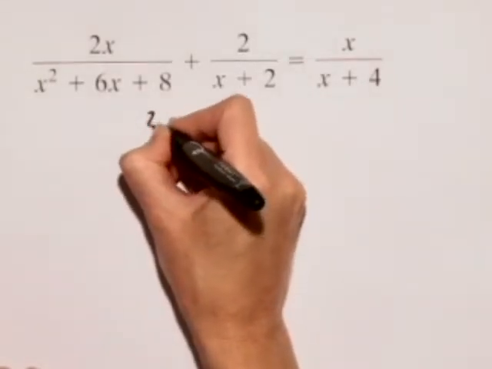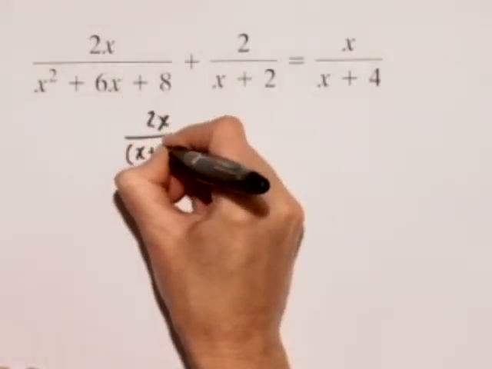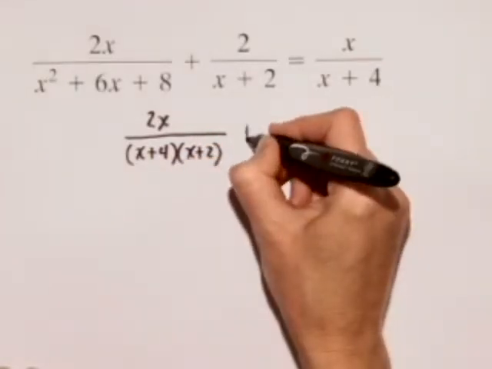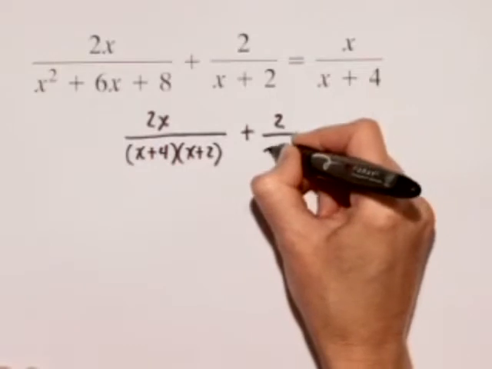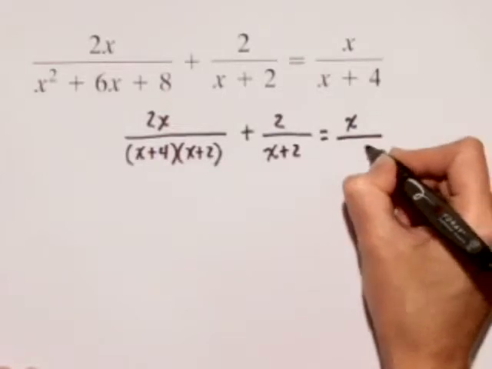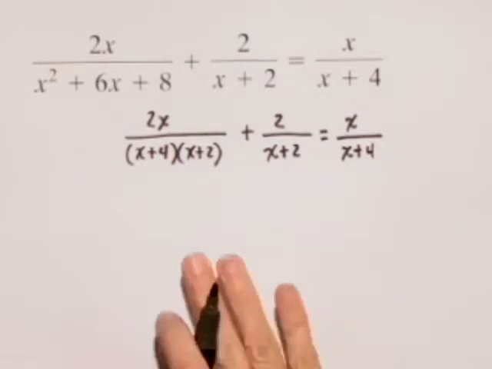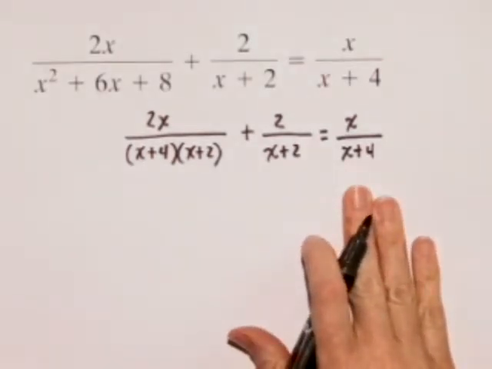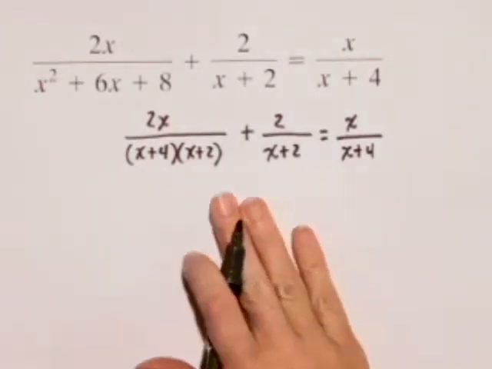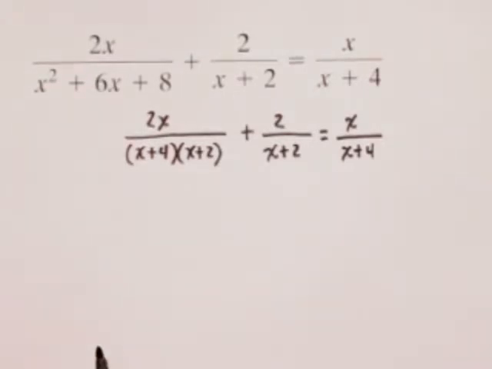When we do that, we have the 2x in the numerator over x plus 4 times x plus 2 in the denominator, plus 2 over x plus 2 is equal to, on the right side, x over x plus 4. Now we want to multiply both sides of this equation through by the least common multiple of all the denominators, and that will be the quantity x plus 4 times x plus 2, and that's going to allow us to clear the fractions.